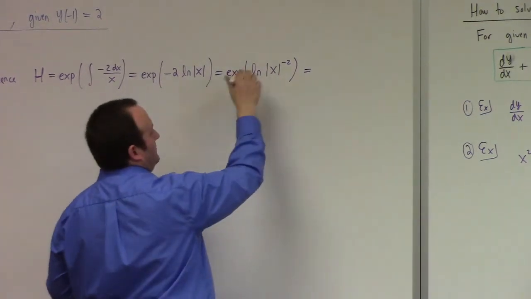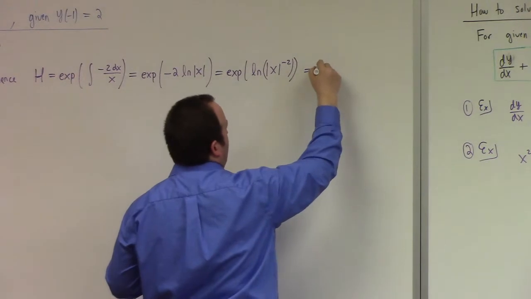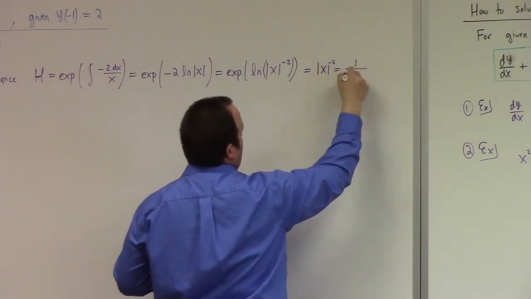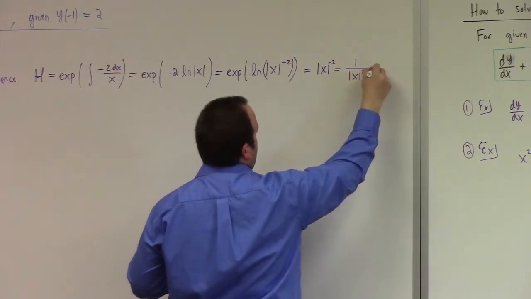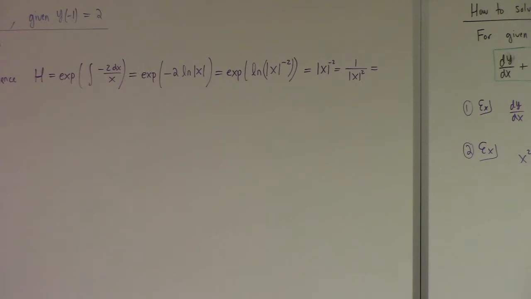Okay, so now I can cancel them as they are inverse functions, and I have the absolute value of x to the minus 2 power, right? Which is really 1 over absolute value of x squared. Can you simplify that? It's just x squared, right?